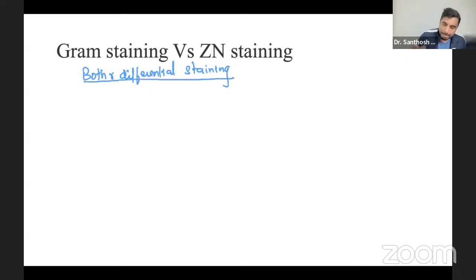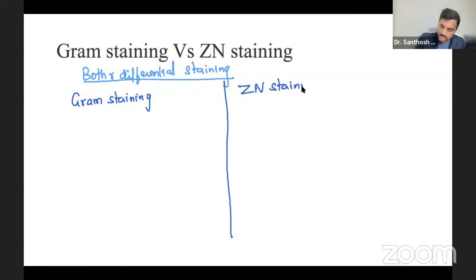Now, we're going to differentiate both. How are we going to differentiate? First, I'm going to write here the gram stain. On the other hand, we are going to write ZN stain, Ziehl-Neelsen staining. Otherwise it's also called acid fast staining. That is also an important question. Acid fast staining, you're going to write this.